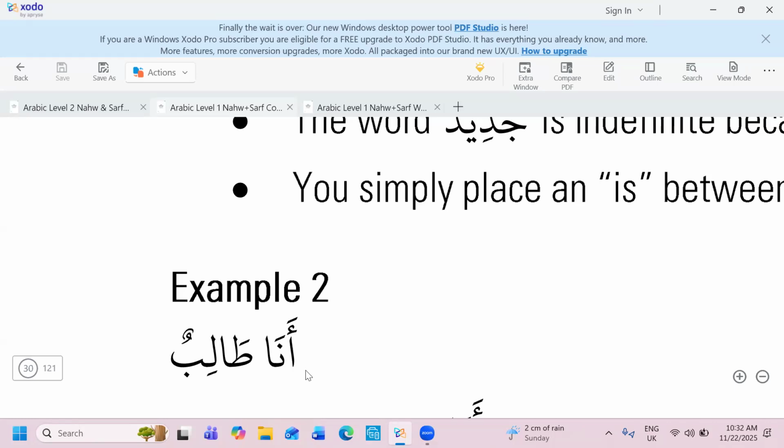Talibun is masculine. So you found a mubtada and you found a khabar. What happens then? You insert the word "is" or the equivalent of "is". So here: I am a student. Okay?